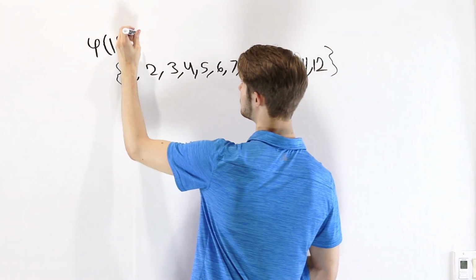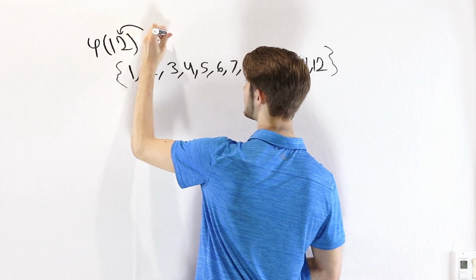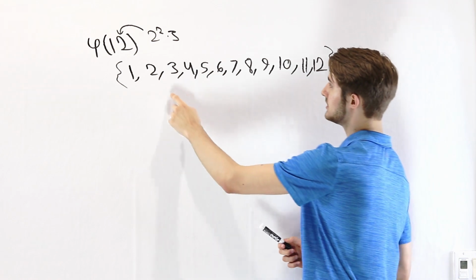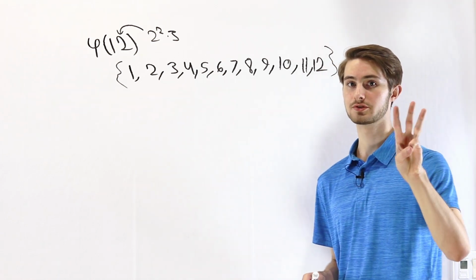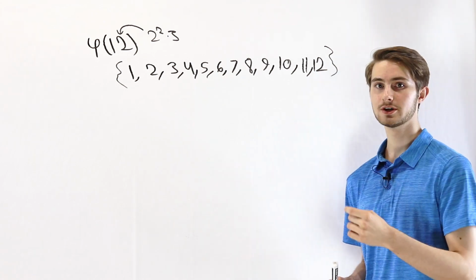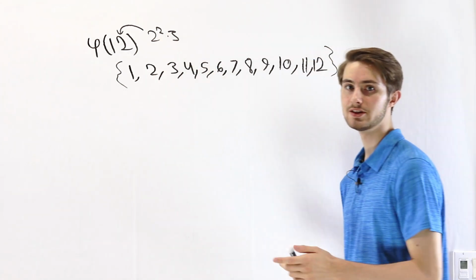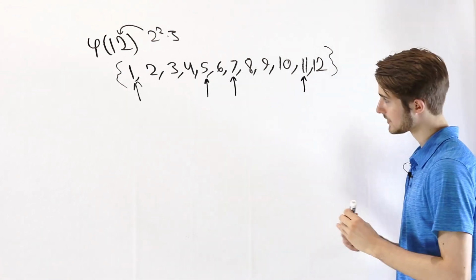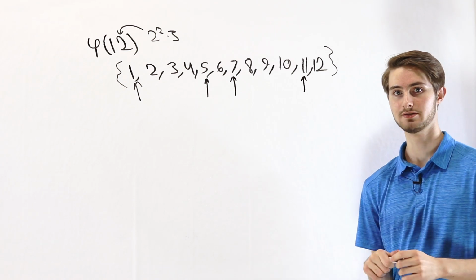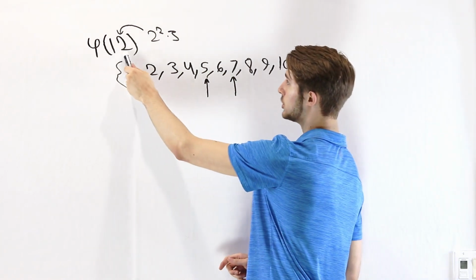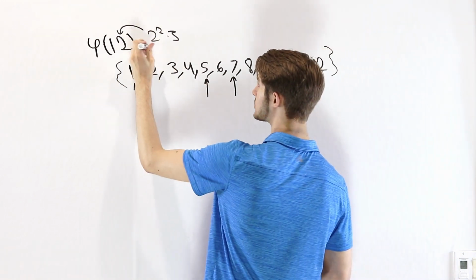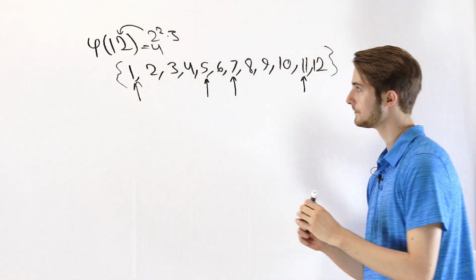Well, we know that 12 is equal to 2 squared times 3. That's its prime factorization. So any numbers in here that have a factor of 2 or 3 will not be coprime to 12. So we're looking for numbers that don't have a 2 or 3 in their prime factorization. So these four numbers, 1, 5, 7, and 11, those are the numbers that are coprime to 12. And since there are 4 of them, the totient function of 12 is equal to 4.